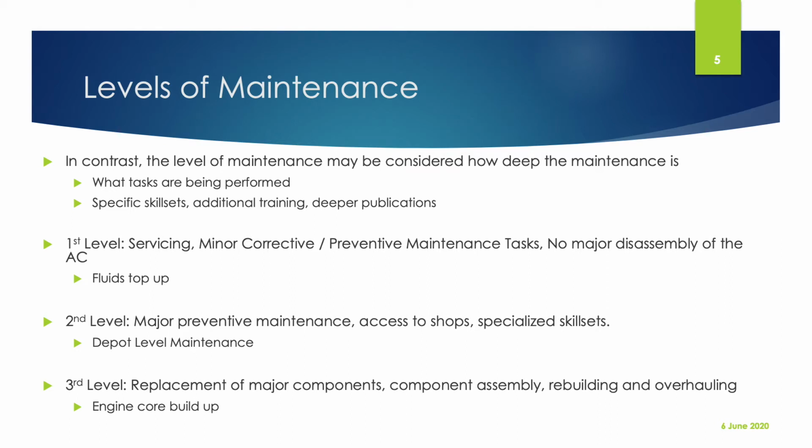Third level maintenance in this regard is replacement of major components, component assembly, and rebuilding and overhaul of components. So think about, in this regard, I've removed my engine from the aircraft. I've taken that engine and sent it away to another facility. Think of Rolls-Royce or StandardAero, where they're actually disassembling the engine, getting down to some of its core components. Or think of avionics equipment and doing the same thing. I'm opening up that box, I'm taking a look at the circuit cards inside to do some sort of repairs on an internal level.